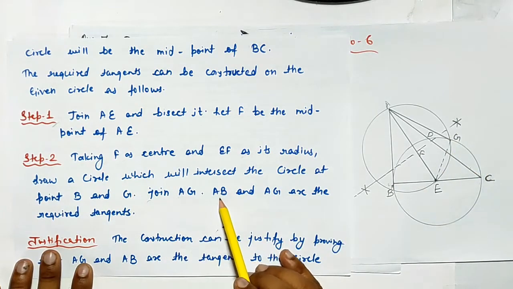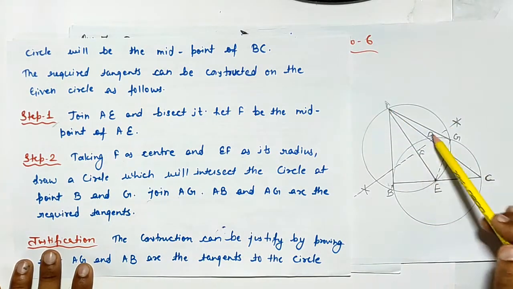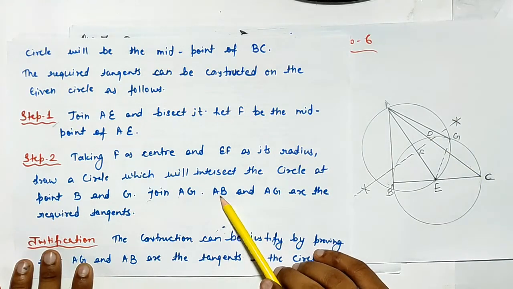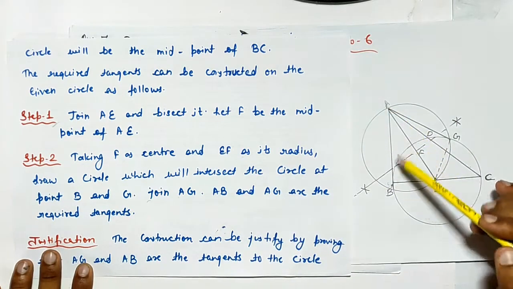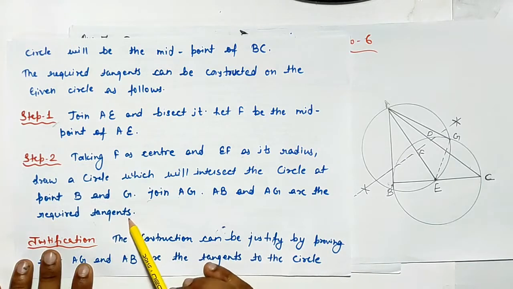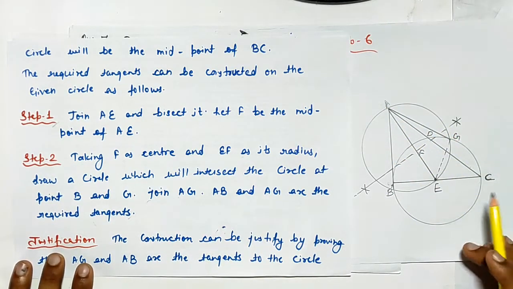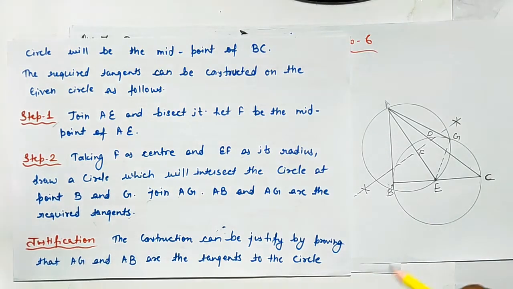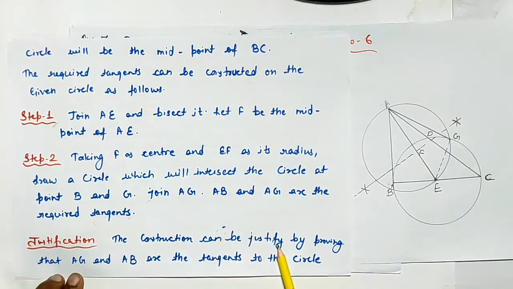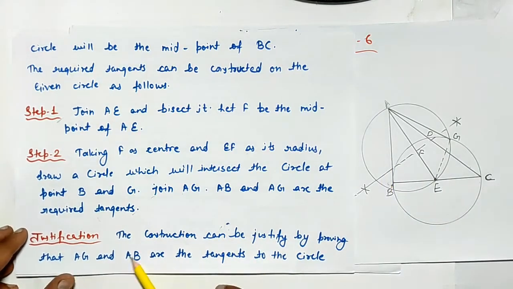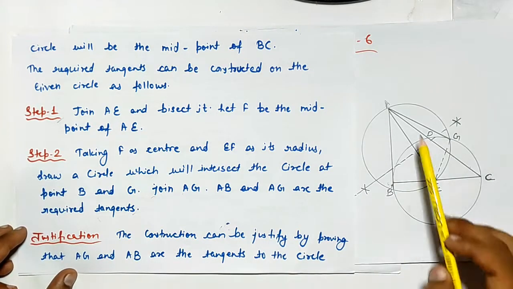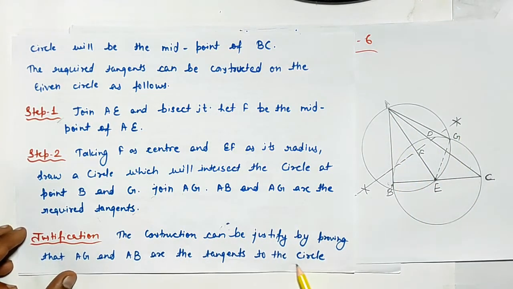Join AG. So AB and AG are the required tangents. So these are the required tangents. So here the tangents are drawn. Now what you need to do is justify the statement. So the statement is, the construction can be justified by proving that AG and AB are the tangents to the circle.